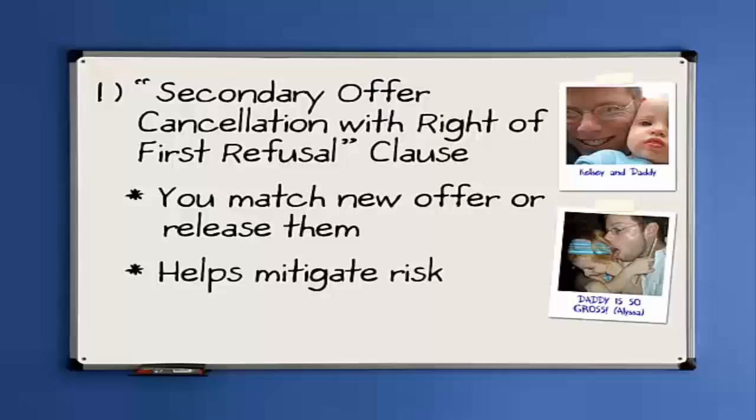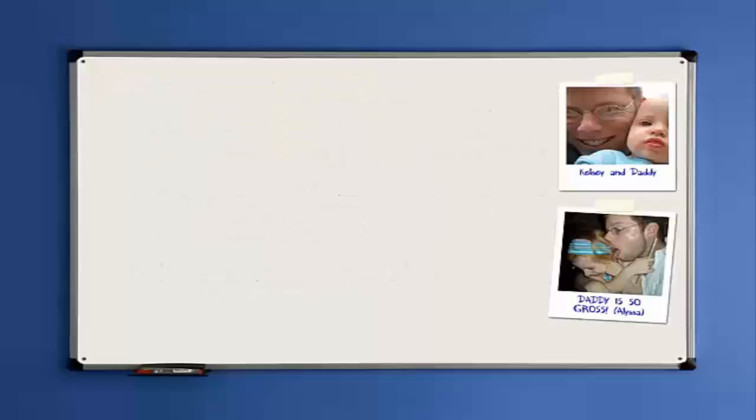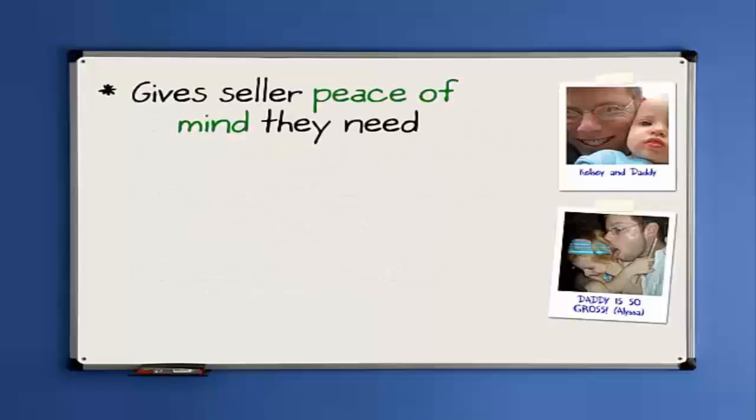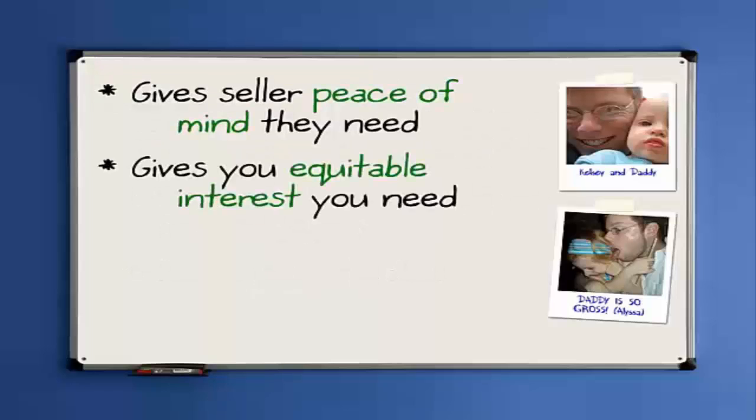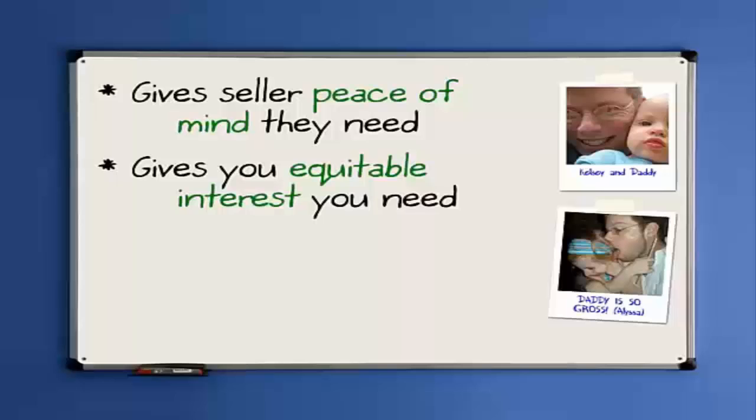It really can be a great way to help mitigate the seller's risk in those situations. This gives the seller the peace of mind that they need, and it gives you the equitable interest that you need to be able to go out and make a killer deal. So having said that, let's jump in, and I'm just going to blast through this agreement. It's very short and concise. It's not going to take long to go through. So let's hop over to that.